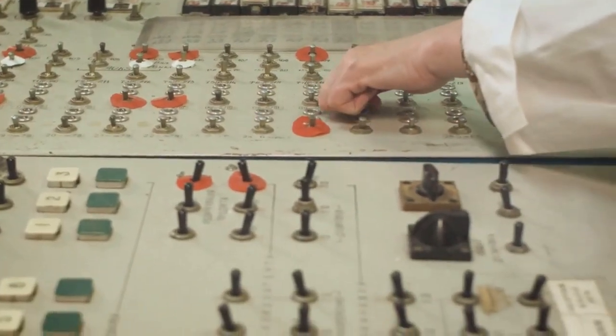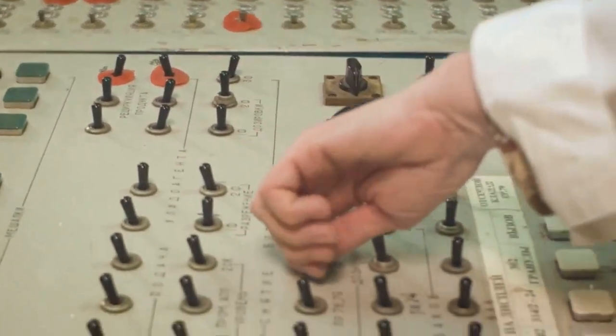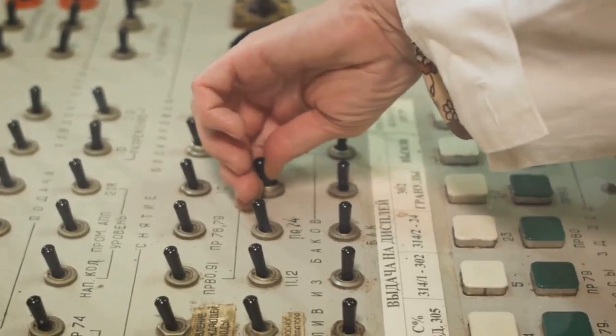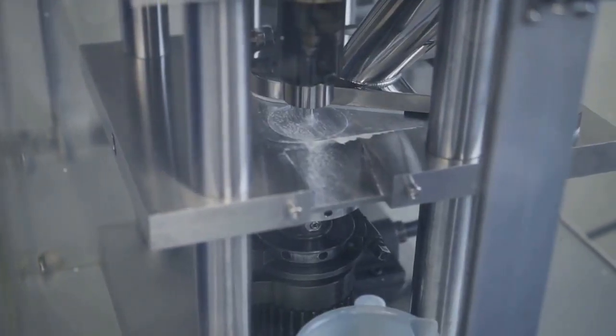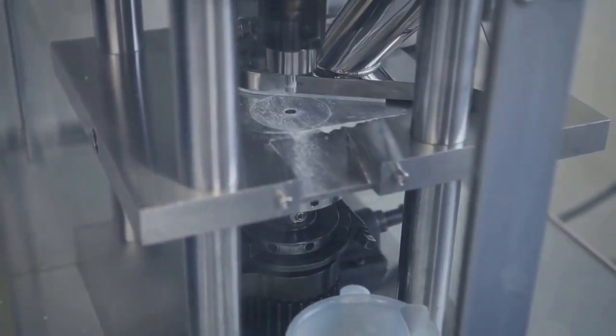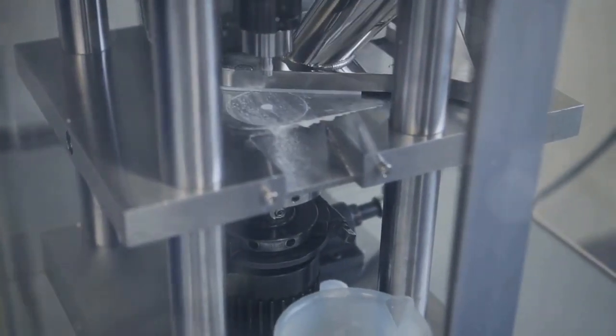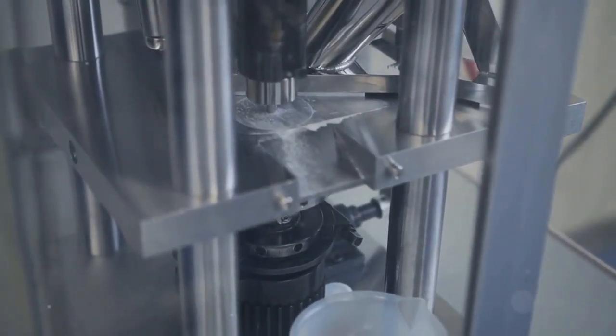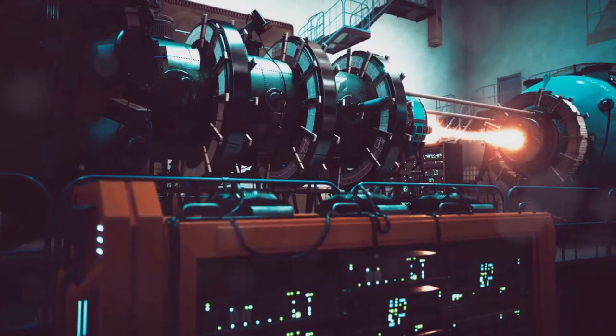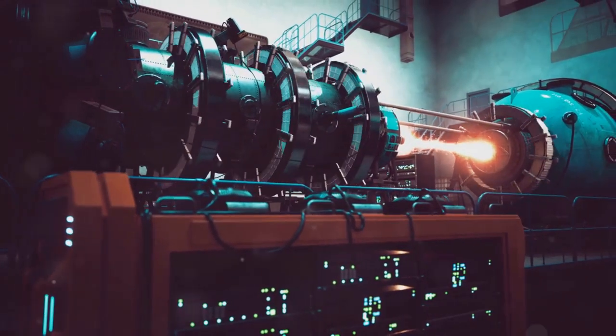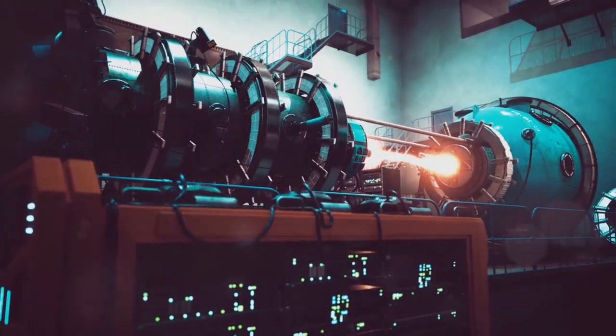One crucial safety feature is the implementation of multiple redundant control systems. These systems constantly monitor reactor parameters and can automatically shut down the reaction if any anomalies are detected. This ensures that the reactor operates within safe limits at all times.